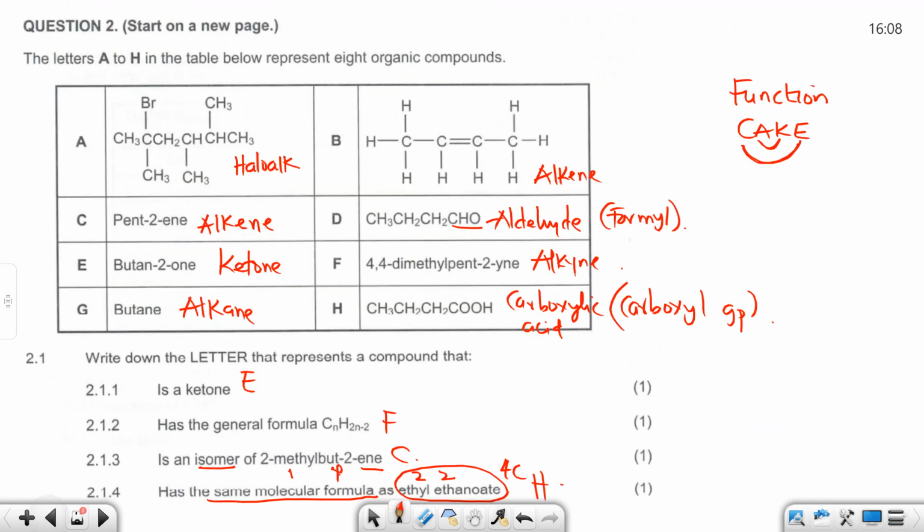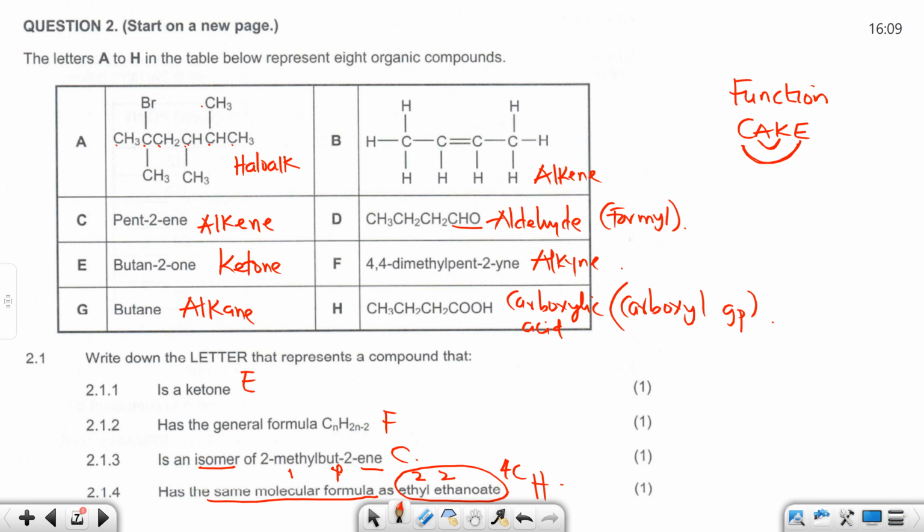Write down the IUPAC name of A. Yes, I love this one. IUPAC name of A. If you check, our longest chain would be what? 1, 2, 3, 4, 5, 6. But that's not the only way to count. You've got to count, right? 1, 2, 3, 4, 5. It is still 6. Whichever way you go, it will be 6.